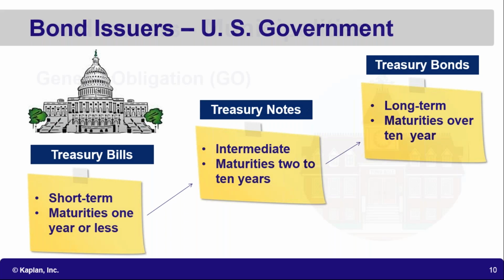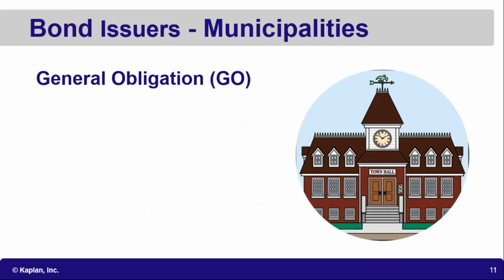Then we have municipalities. Municipalities is any government that's smaller than the federal government. So we've got the federal government. What government would be smaller than that? Well, underneath the federal government, we have state governments. I live in the state of Wisconsin. So the state of Wisconsin would be a municipality.